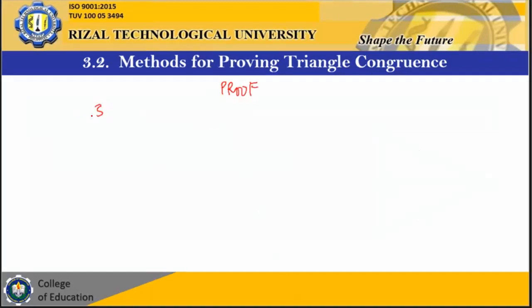So we have our statements and our reasons. Number one, we know that AB is perpendicular to CD. Okay, this is given. Number two, what do you know about perpendicular lines? You know that they will form a right angle. Okay, so therefore, what can you conclude?